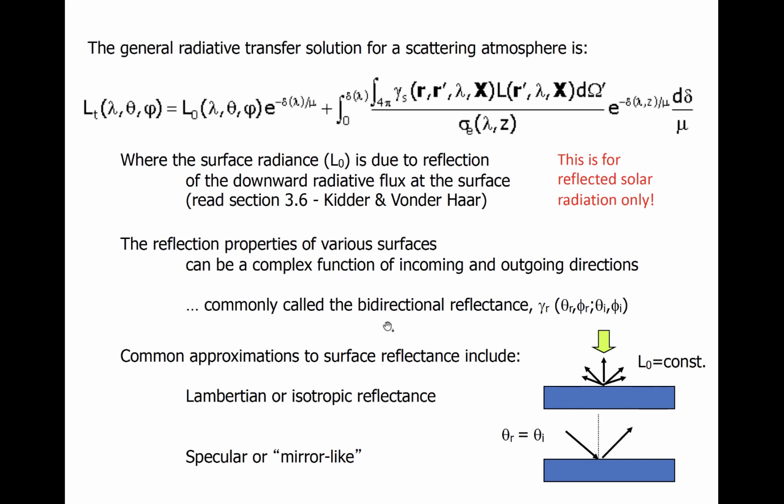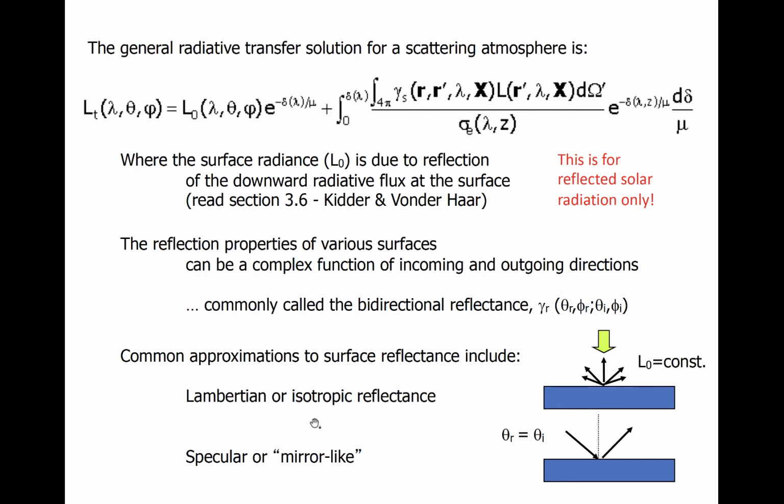The bidirectional reflectance is a function that describes the scatter of radiation coming from a direction theta r and phi r into many different directions theta i and phi i. We won't go into detail about what these functions look like, other than to conceptually describe two types of scatter off the surface.